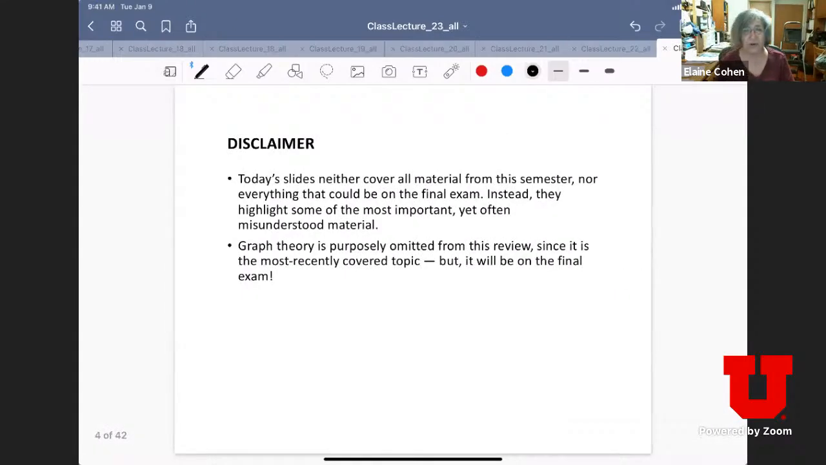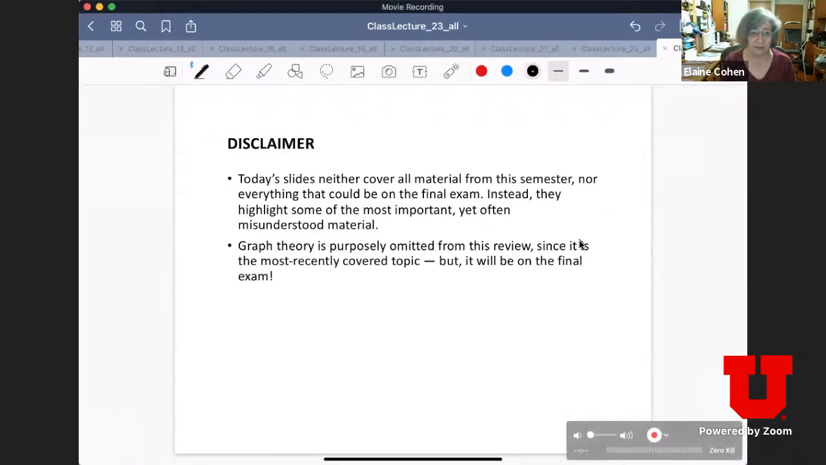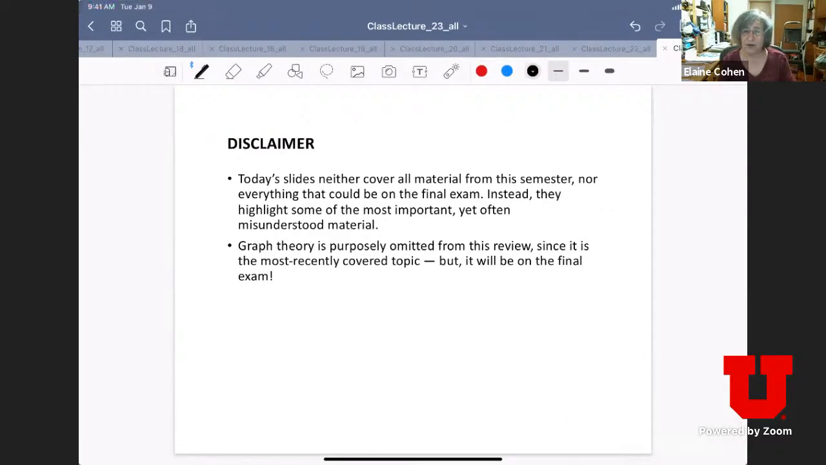Okay. So here's my disclaimer. Slides today don't cover all the material from the semester, nor everything that could be on the final exam. They highlight some important material that is frequently misunderstood to try and clarify it. Graph theory is purposely omitted because we just talked about that for 3 classes.